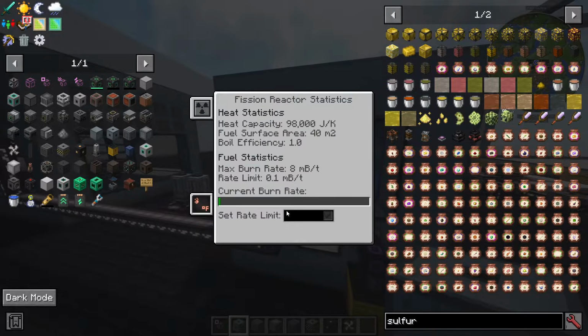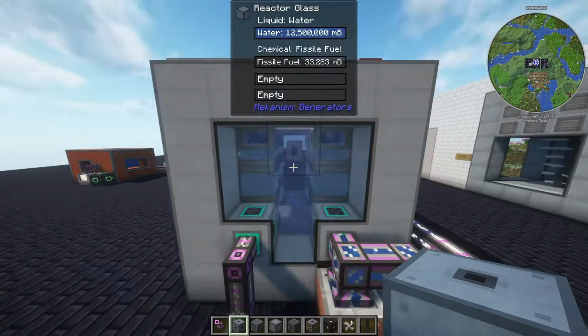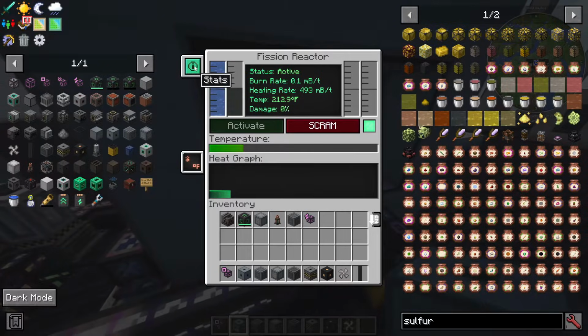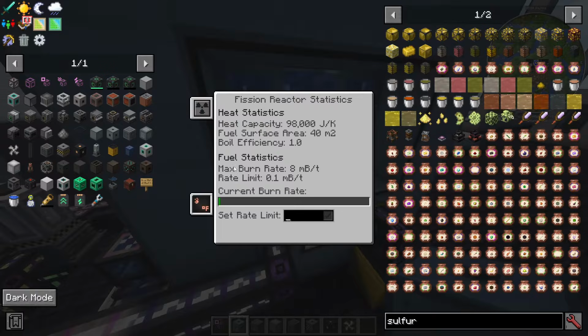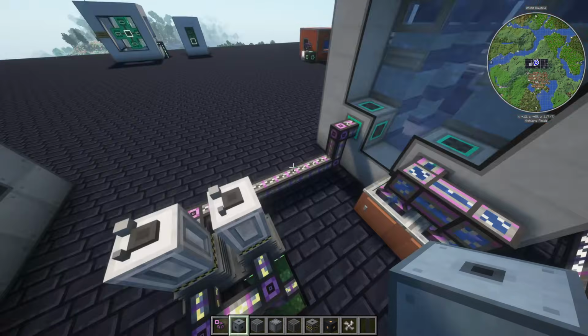So let's go ahead and increase our burn rate in the reactor. And basically what this does is it creates more power, or creates more steam, sorry, by using more fissile fuel. So come up to this area right here, and it says my max burn rate is 8. So let's do 6 and go ahead and press that button. And as you can see now, my burn rate is 6. And let's see, the fissile fuel is actually going down.